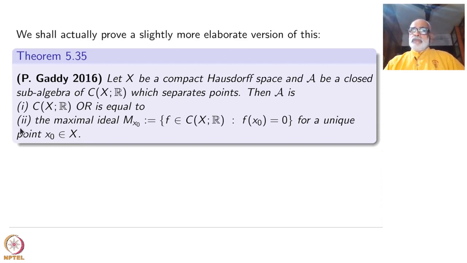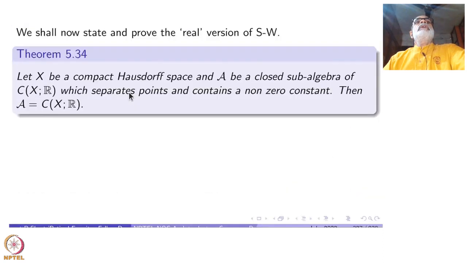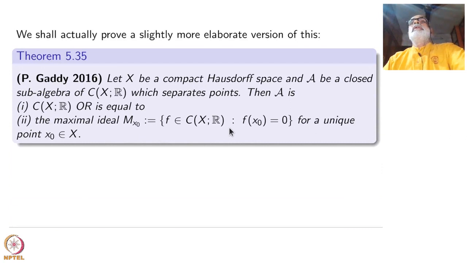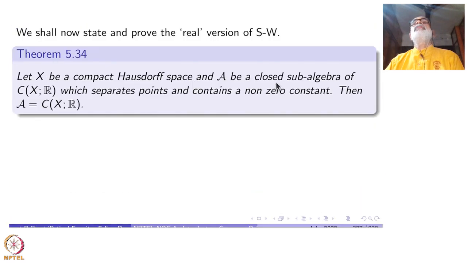Indeed this part is much more revealing about what is happening in the algebra than just studying that it is C(X,R) under the assumption that there is a non-zero constant. Let us take this one for granted, then the standard version follows automatically, because as soon as there are non-zero constants, it cannot be this one. M_x0 is much smaller, after all, those only which vanish at a point. The non-zero constant function will not vanish at any point. So this part will not occur, and it will always be C(X,R) under this assumption.